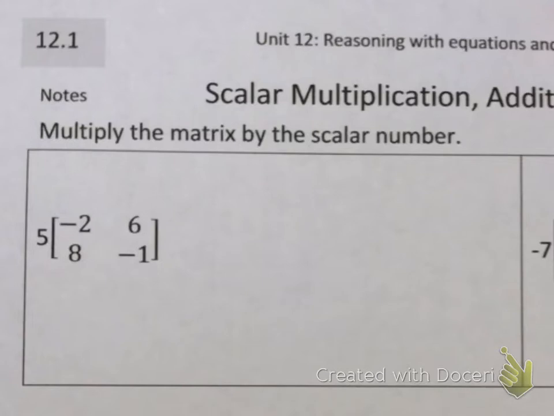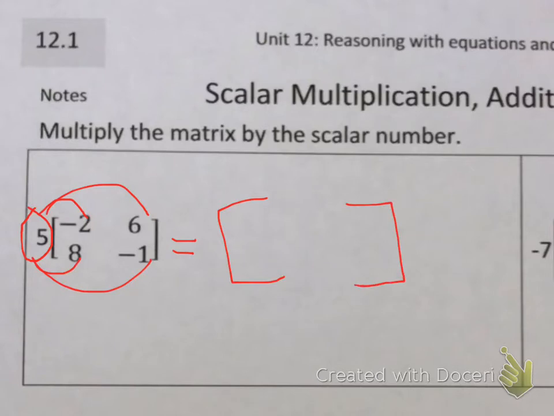So the first thing that we're going to do here is called scalar multiplication. This number out in front right here would be our scalar. We're just going to multiply that 5 through to everything in the matrix. And when we do that, we get a new 2 by 2 matrix, the same size as it was before, just new numbers in every position.